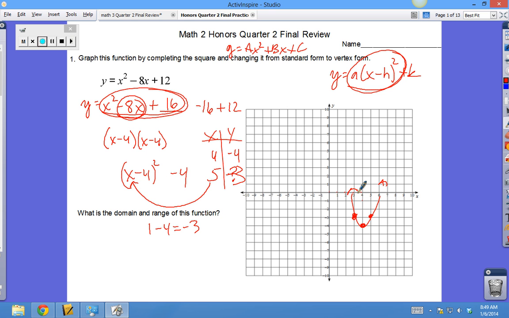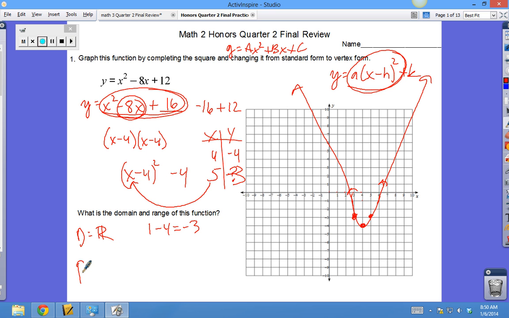Okay, the domain and the range. The domain is the left and right. That's my x number line. So if this parabola goes forever, what I'm asking you is on the x number line, what is the very farthest left this parabola is going to go? And what is the very farthest right this parabola is going to go? And it looks like it's going to go from negative infinity all the way to positive infinity. So the domain is all real numbers. It's going to cover every number on the number line.